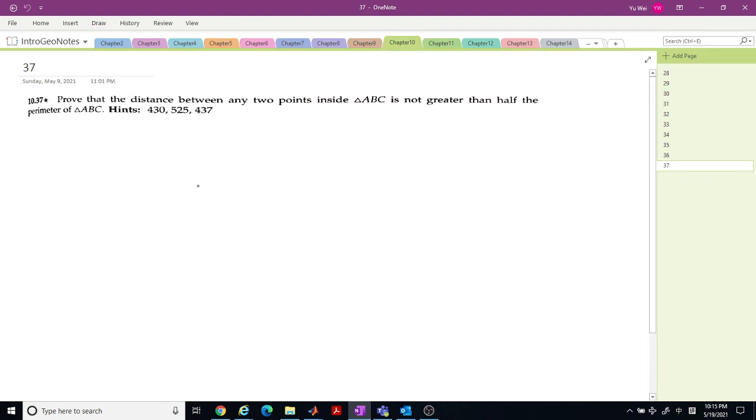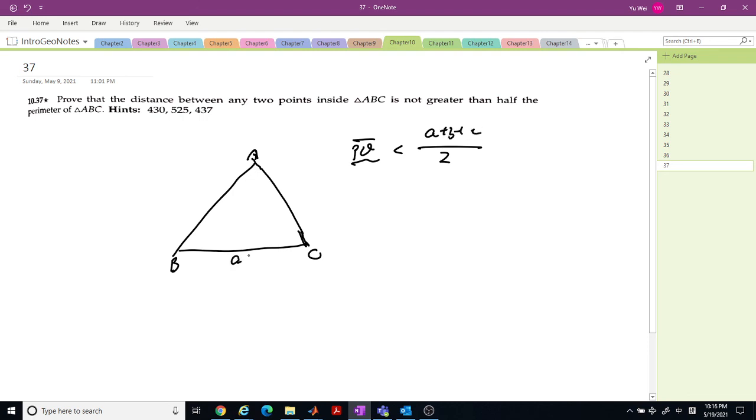Last is the proof about a triangle ABC. Prove that the distance between any two points inside the triangle is not greater than half of the perimeter of ABC. So we want to prove any segment PQ inside the triangle will be less than half of a plus b plus c. We can reorder everything. Let's say a is less than b is less than c, so the longest side is c, right?